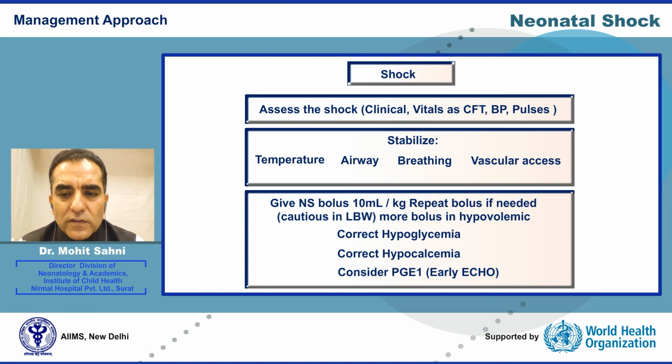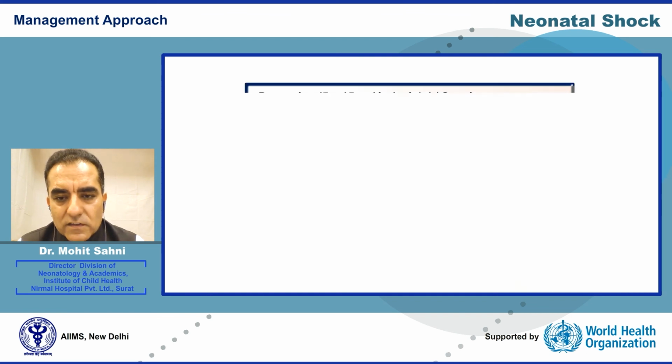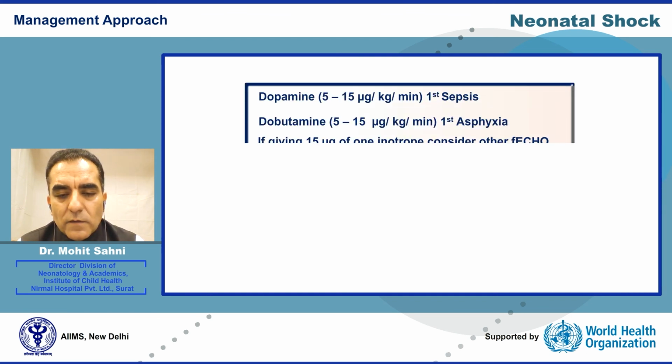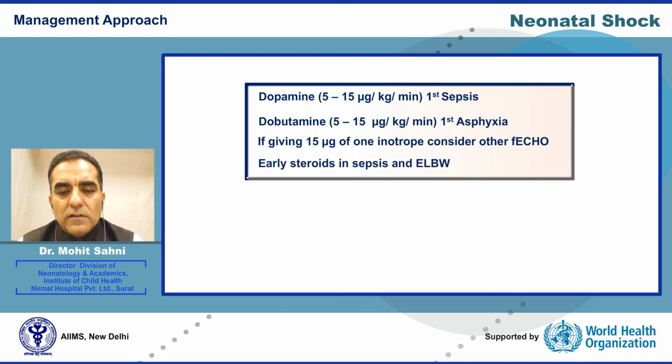The choice has to be very specific as per the etiology. If you have sepsis, the first inotrope we start will be dopamine, with doses ranging between 5 to 15 micrograms per kg per minute. If the baby has gone into shock because of hypoxia and asphyxia, the first choice will be dobutamine. The ground rule is that if you have reached 15 mics per kg per minute of any of these inotropes, don't keep increasing the dose. Consider another inotrope, and by that time always ask for an echo.